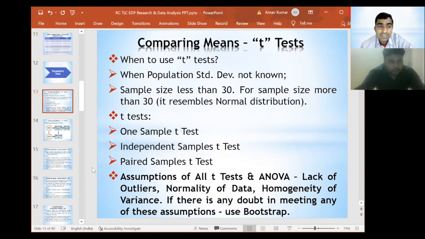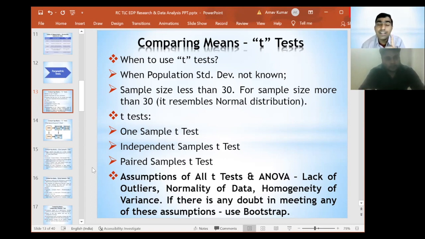Just imagine that to know the population standard deviation, you need to have the whole data of the population. Then you will compute the population mean, and because standard deviation is the average deviation from the mean, you will first compute the population mean, and then you will compute the standard deviation. If you already have those things, then you can make any inference about the population just by applying descriptive analysis.